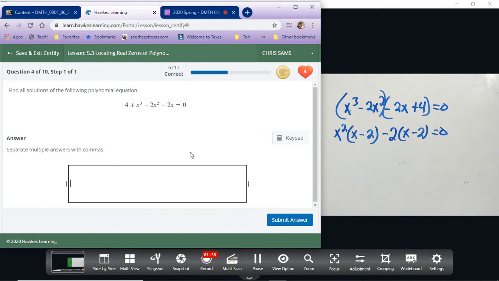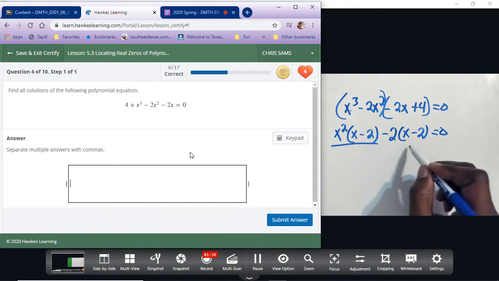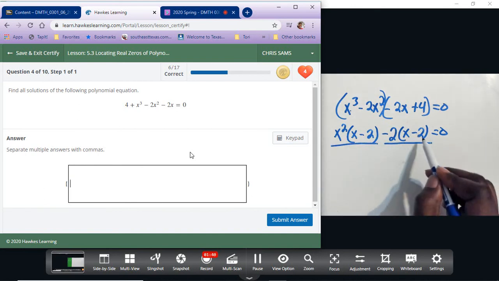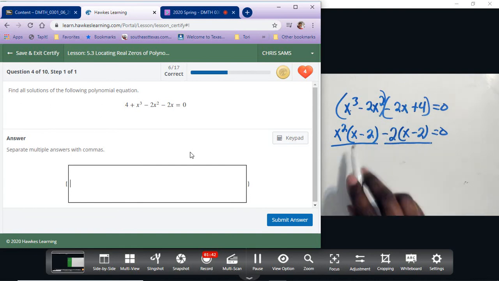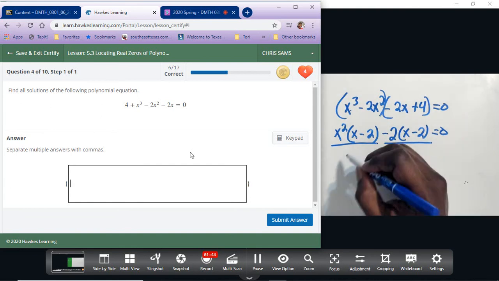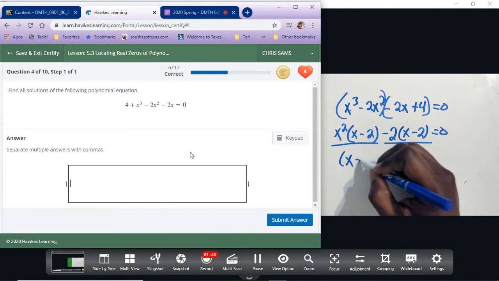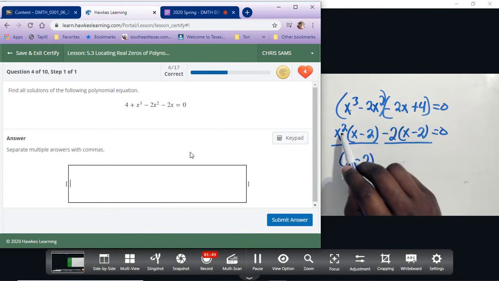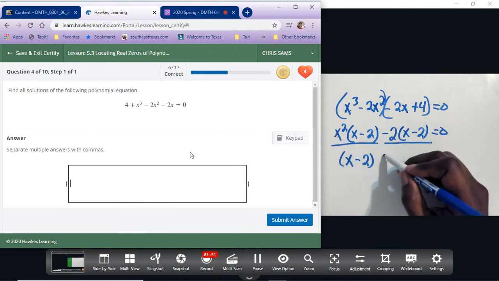Okay? Look at this as a term, this as a term. They both have x minus 2 in common, which should be the case if you're going to factor by grouping. So x minus 2, and then what you have left is x squared minus 2.